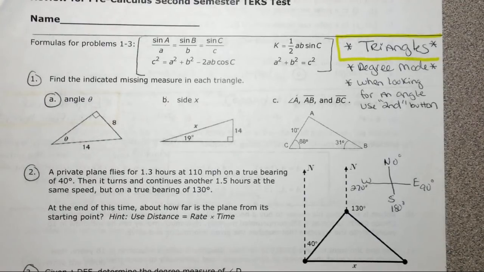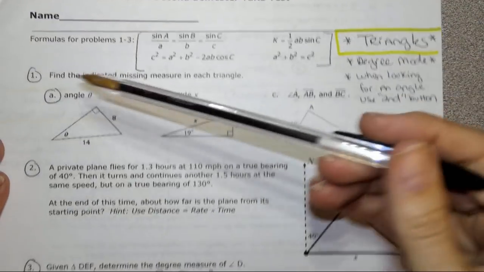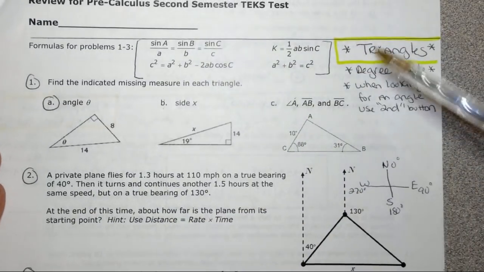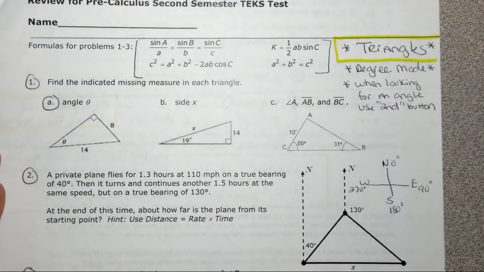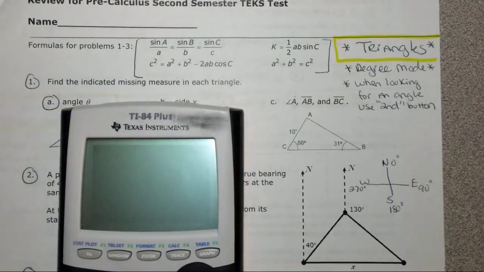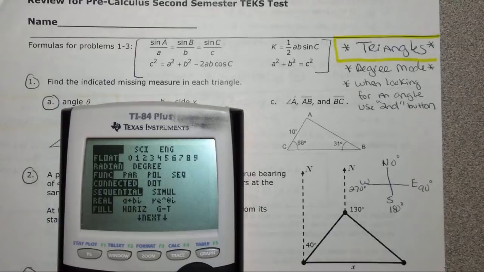All right, well, this review is going to get you ready for your TEKS test. Your TEKS test is going to cover the entire semester. The first section of the review, numbers 1 through 3, all have to do with triangles. Because we're dealing with triangles, you want to make sure to put your calculator in degree mode the minute you see a triangle problem. So I'm going to go ahead and put it in degree mode.